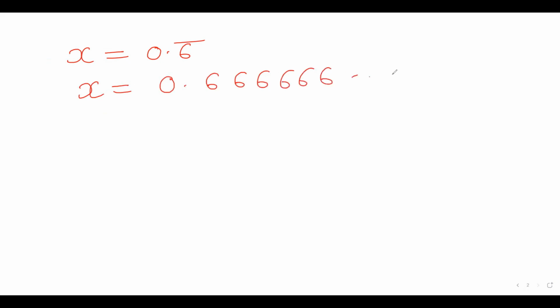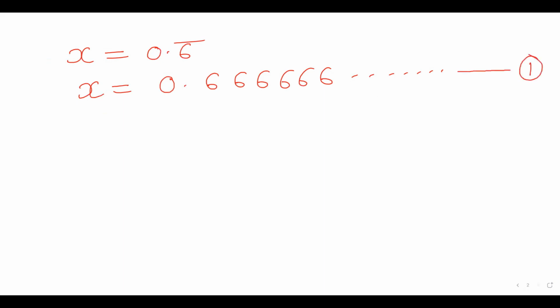First of all, take the given decimal as x. Whatever decimal is given, you have to take it as x. Now when you remove the bar, you will be getting 0.666, and so on. It will continue, it is repeating. This is your equation 1.